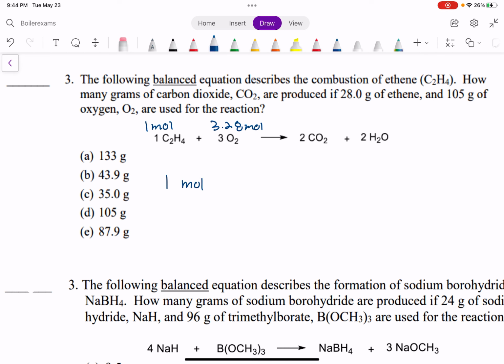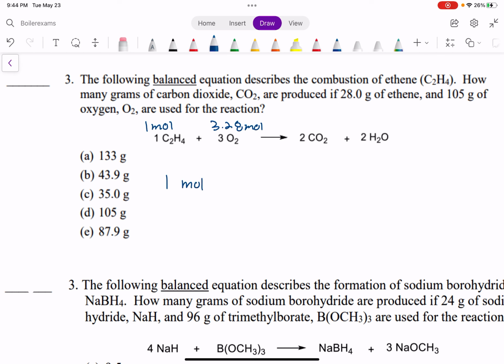So that would be 2 moles of CO2 formed. And then for the oxygen one, we have 3.28 reacting, and our stoichiometric ratio is 3 to 2. 3 moles O2 to 2 moles CO2. And that times 2 divided by 3 gives us 2.1875. Of these two numbers, this one's lower, which means the ethane is our limiting reactant.